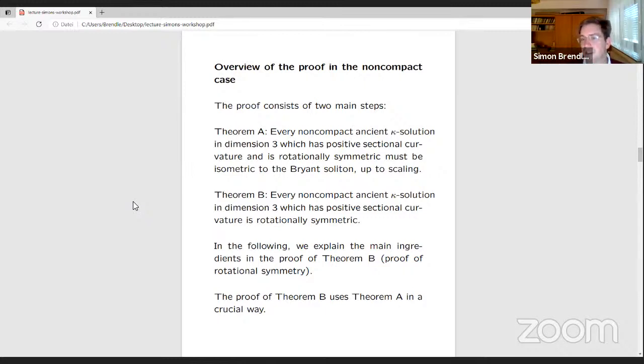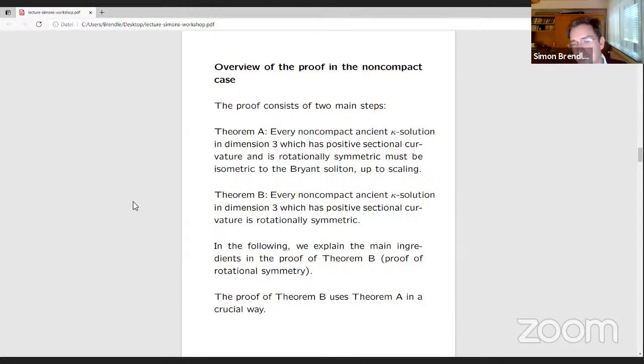Now, the assumption of positive sectional curvature, that's no big deal because we're assuming nonnegative sectional curvature anyway, and then by the strong maximum principle, you either get strictly positive curvature or else you're on a cylinder. And in the latter case, we're done anyway. So we want to focus on the case of positive sectional curvature. And then the goal is to prove that such a solution has to be rotationally symmetric.